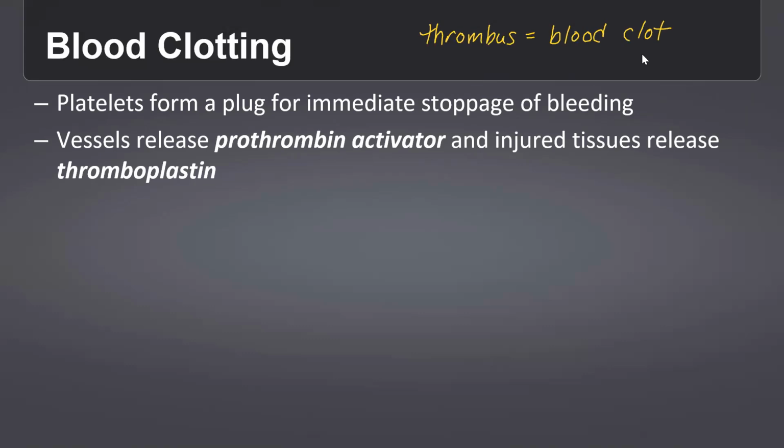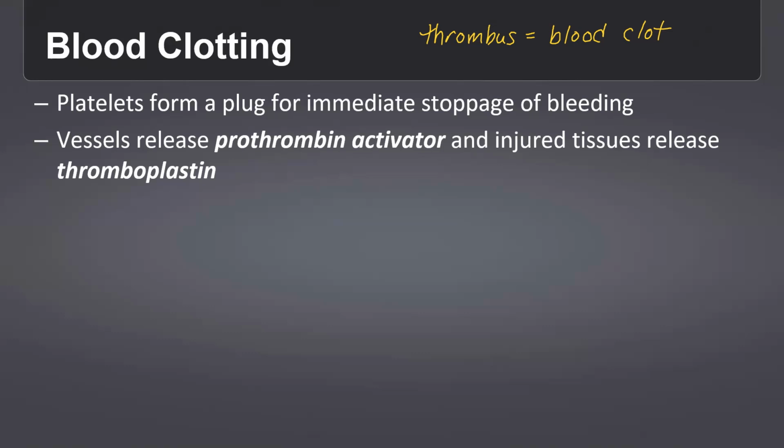So vessels, your blood vessels around the cut area, let's say you grab a knife in the sink and you close your hand on it and you cut your palm. Your blood vessels will then release something called prothrombin activator, and the injured tissues in that area, like your skin, will release something called thromboplastin.